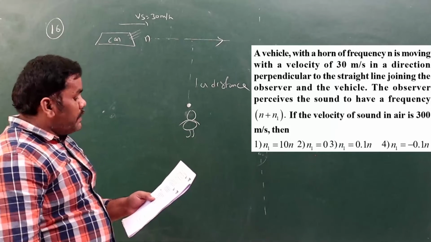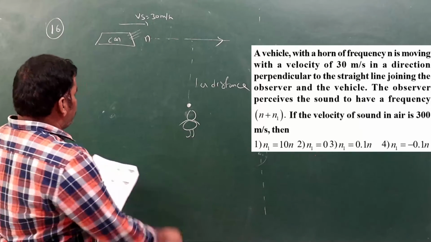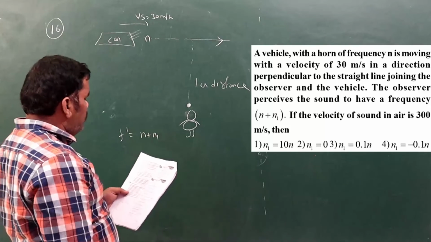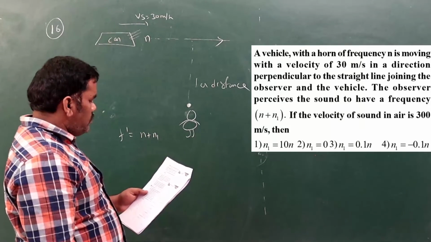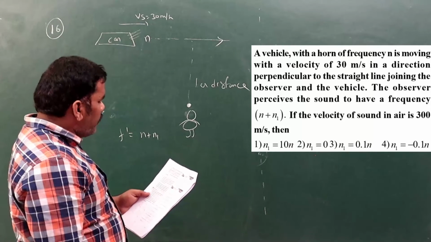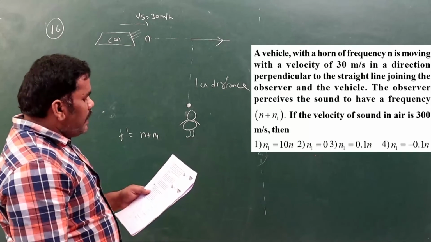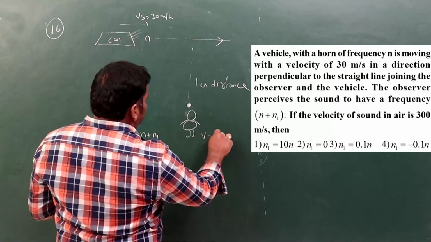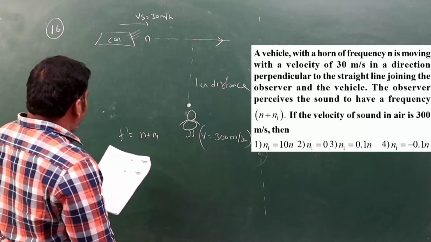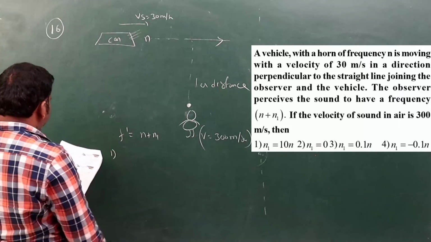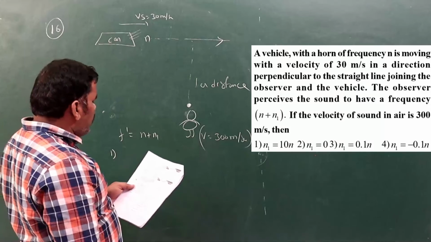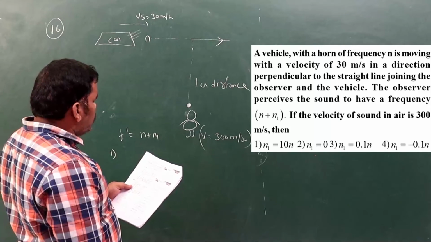The observer perceives the sound to have a frequency, so f dash is equal to n plus n1. The velocity of sound in air v is equal to 300 meters per second. So here you should find n1. The options are: n1 is equal to 10n, n1 is equal to 0, n1 is equal to 0.1n, n1 is equal to minus 0.1n.